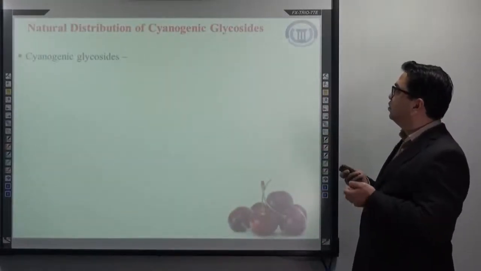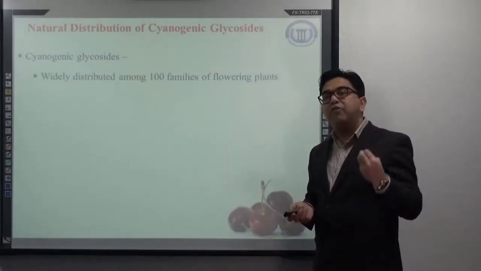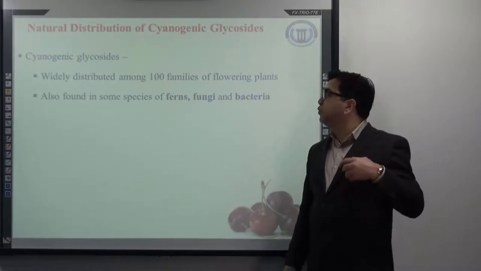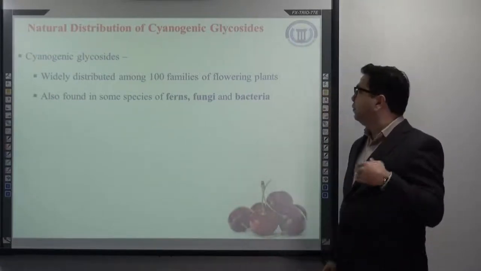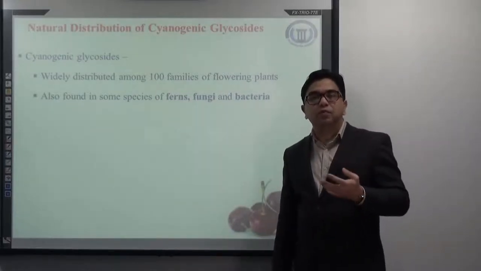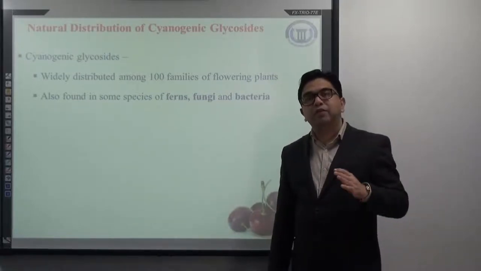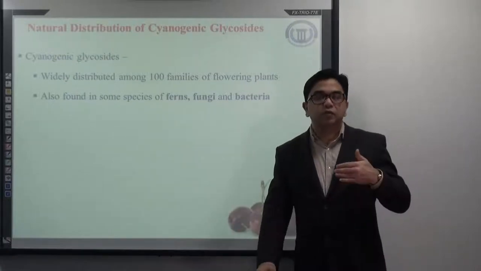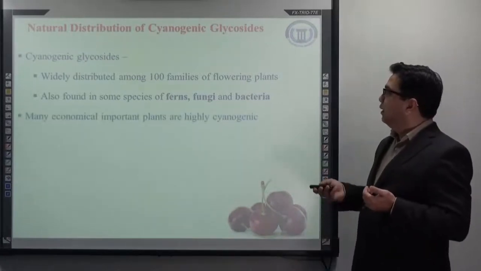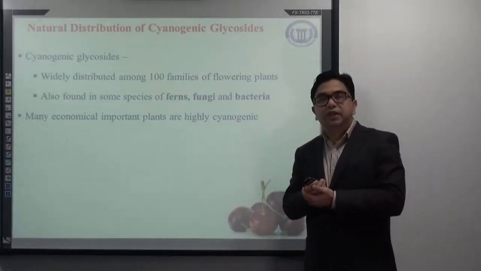Coming to natural distribution of cyanogenic glycosides, they are widely distributed among 100 families of flowering plants, and they are also found in some species of fern, fungi, and bacteria. Examples are some species of mushroom. So before you eat or buy mushroom, make sure that you buy the good quality one, good variety. Otherwise, the wrong variety of mushroom contains a lot of cyanogenic glycoside, which may cause toxicity to your body if you consume it improperly.